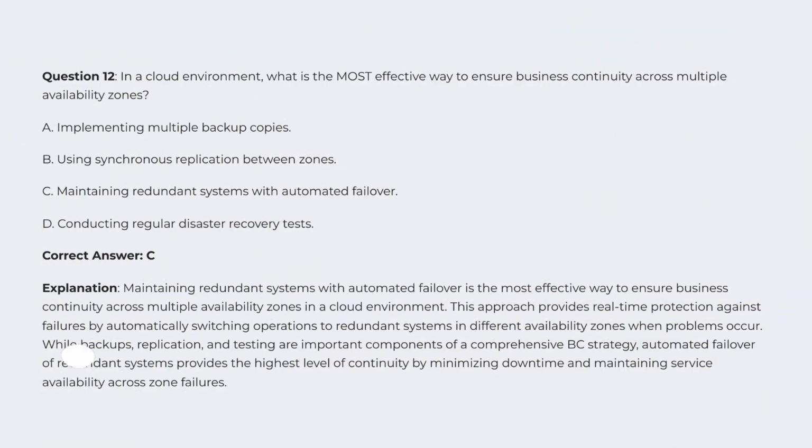Correct answer, C. Explanation. Maintaining redundant systems with automated failover is the most effective way to ensure business continuity across multiple availability zones in a cloud environment. This approach provides real-time protection against failures by automatically switching operations to redundant systems in different availability zones when problems occur. While backups, replication, and testing are important components of a comprehensive BC strategy, automated failover of redundant systems provides the highest level of continuity by minimizing downtime and maintaining service availability across zone failures.